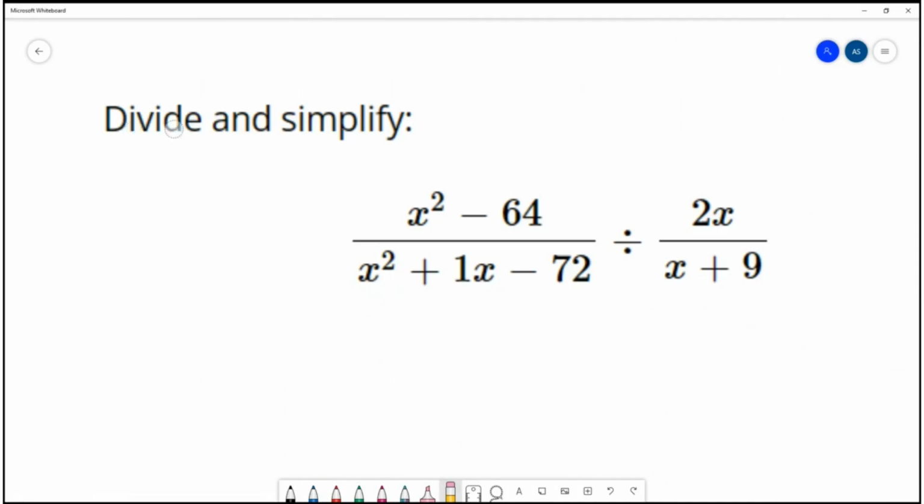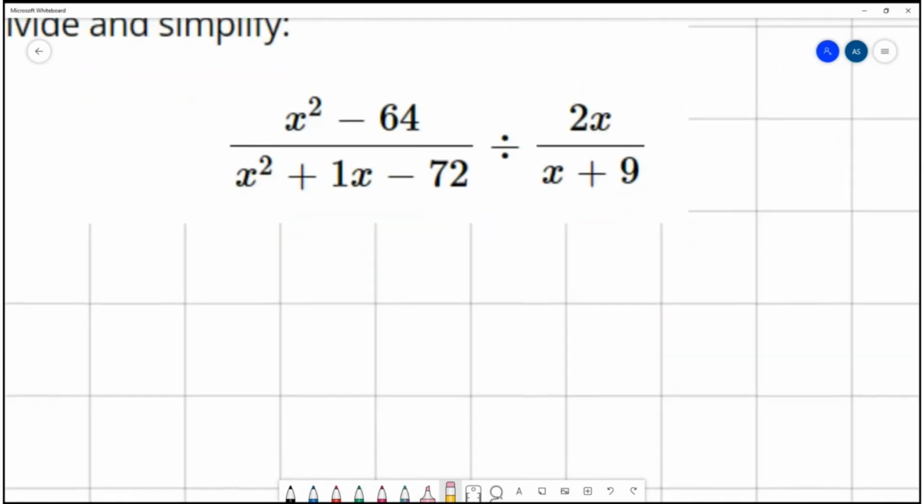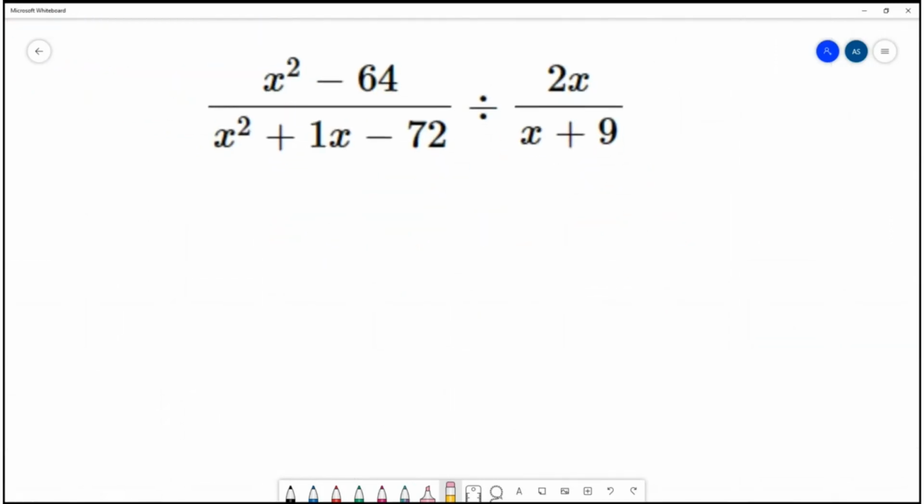On this question, we want to divide and simplify. We're dividing these two fractions. When we divide, we need to multiply by the reciprocal. So first, I'm going to rewrite this problem as a multiplication problem.